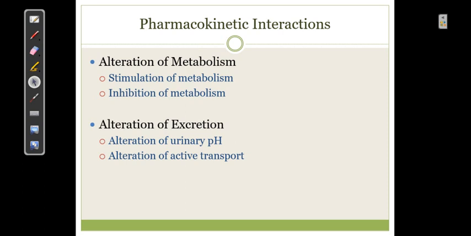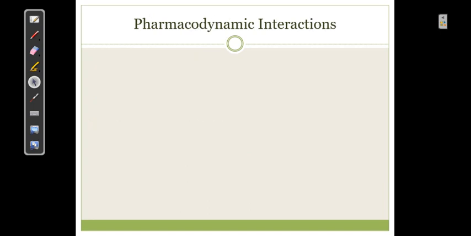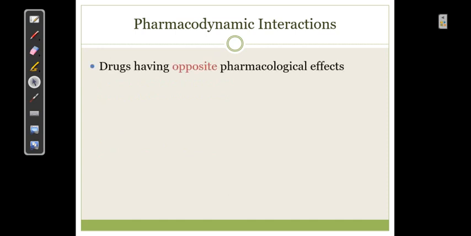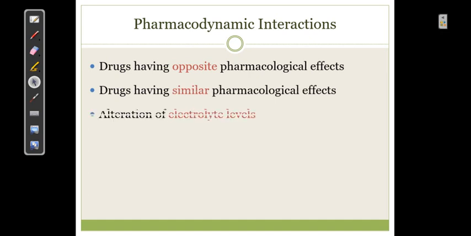We are also going to get some details of drug transportation. Normally we check ADME, but in addition, we are also going to check the drug transportation interactions, where the transportation is either enhanced or decreased. And in the last slide, we will get an overview of various pharmacodynamic drug interactions: drugs having opposite pharmacological action, similar pharmacological action, alteration of electrolyte levels, and interaction at the receptor. Each of these we are going to get in detail.